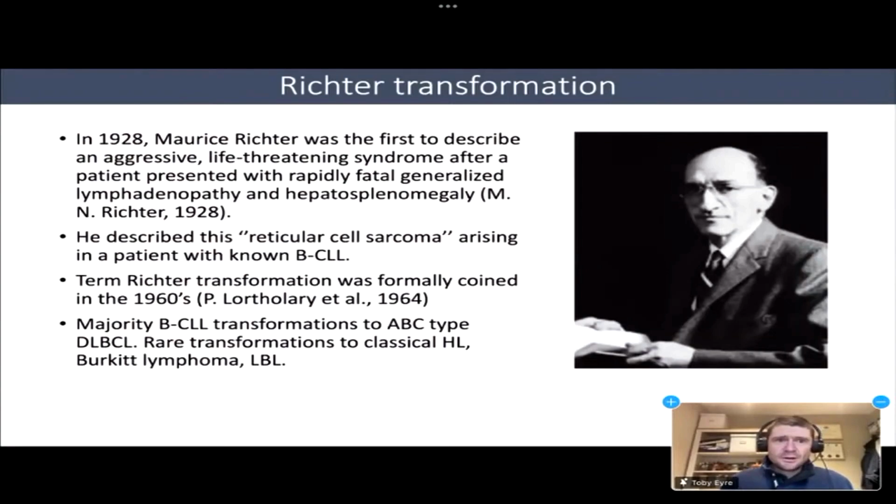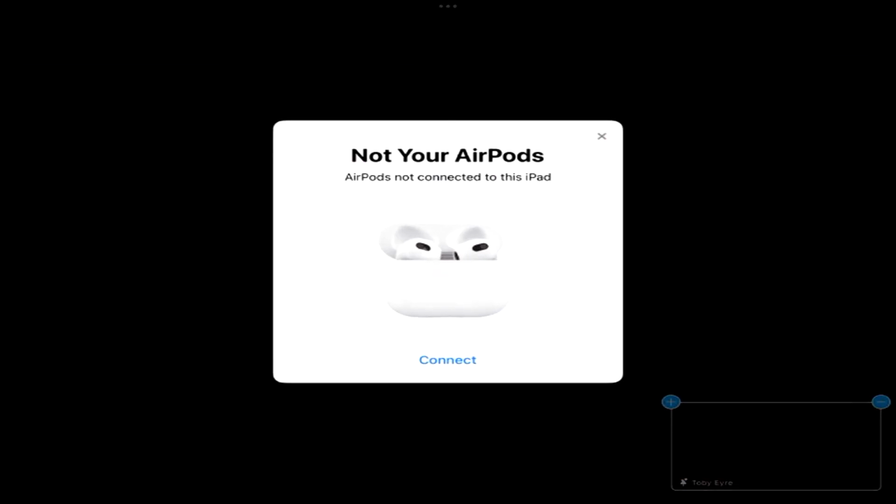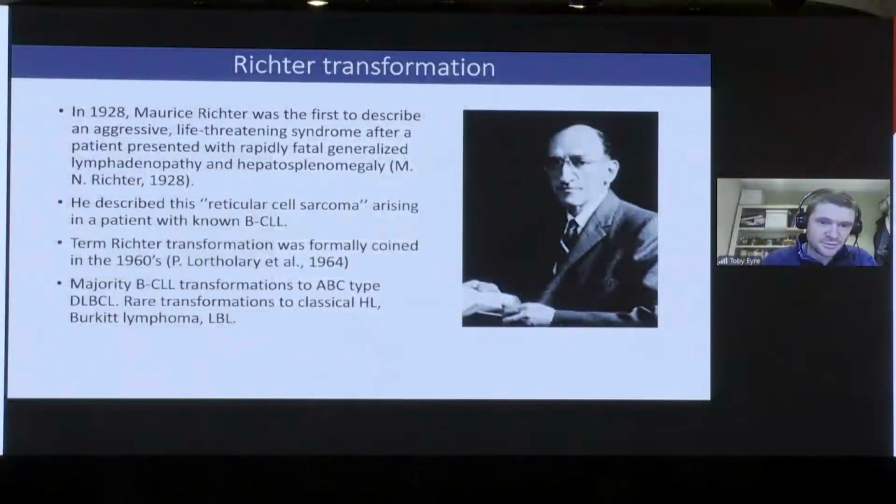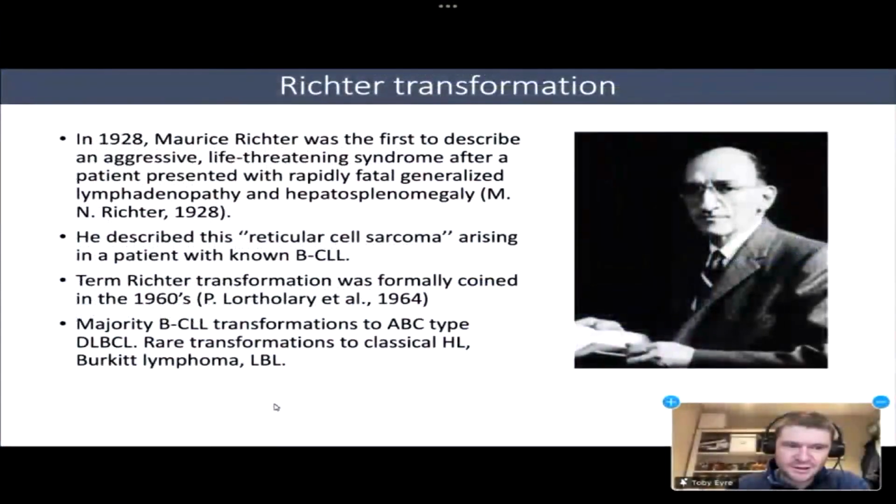So Richter transformation was first described nearly 100 years ago now, by an American pathologist who described a patient with a low-grade lymphoma, a low-grade indolent disease at that time, later found to be CLL, developing a life-threatening syndrome with rapidly enlarging lymphadenopathy. But it wasn't until the 1960s that the term Richter transformation was formally coined, based on more cases described. And then, of course, this has become a well-described disease entity now.